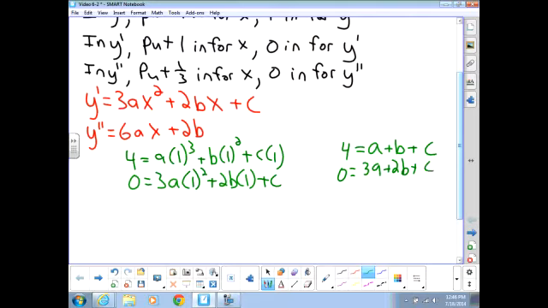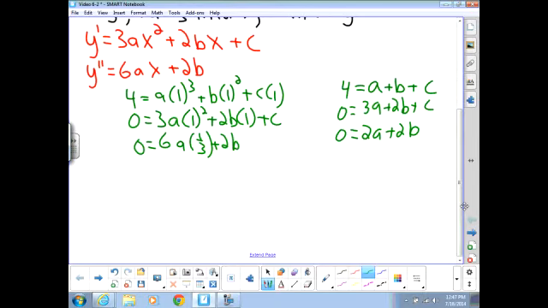And the third one, we'll put 0 in for y double prime and 1/3 in for x, so we'll have 0 equals 6a times 1/3 plus 2b. Neatening that up, we'll have 0 equals 1/3 times 6 is 2, so we'll have 2a plus 2b.